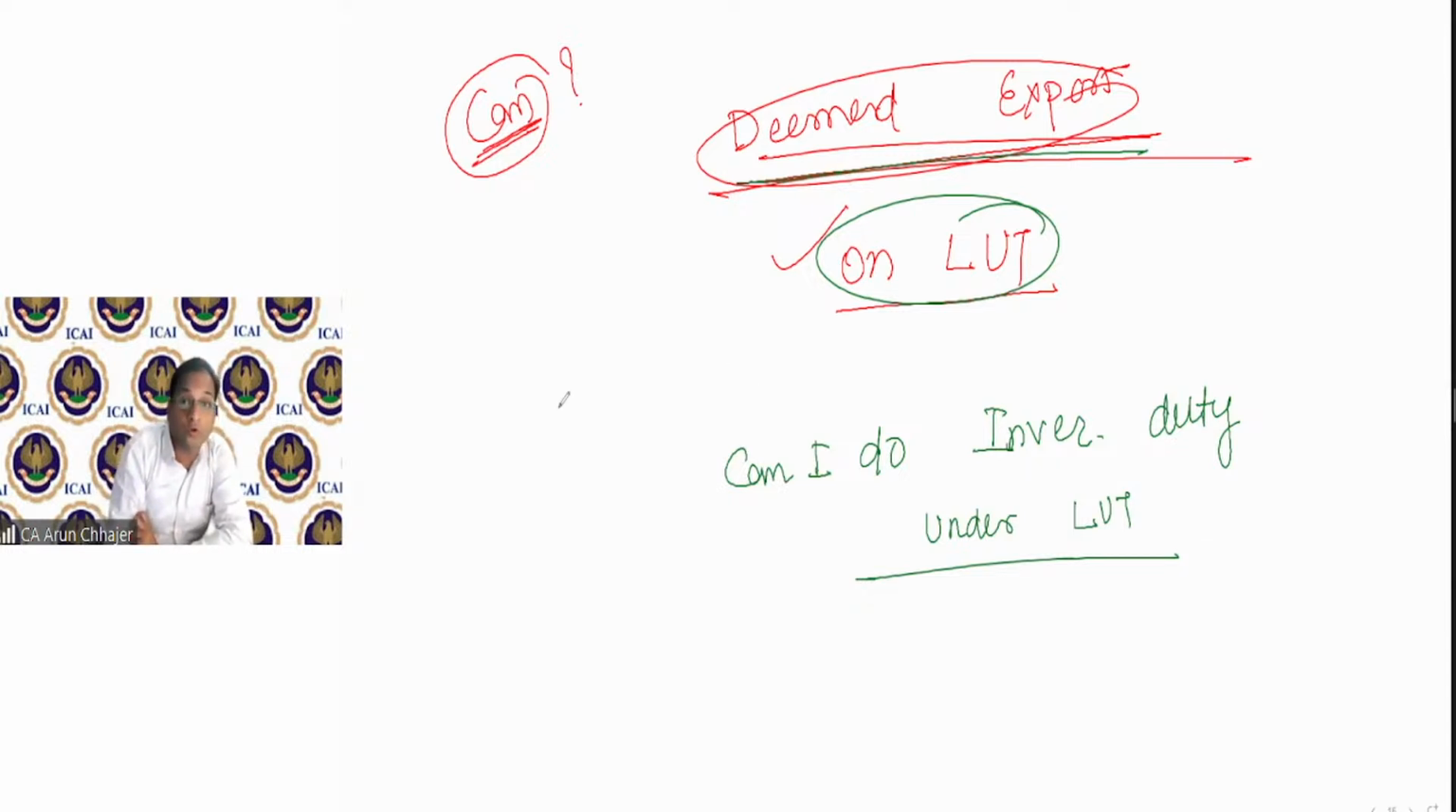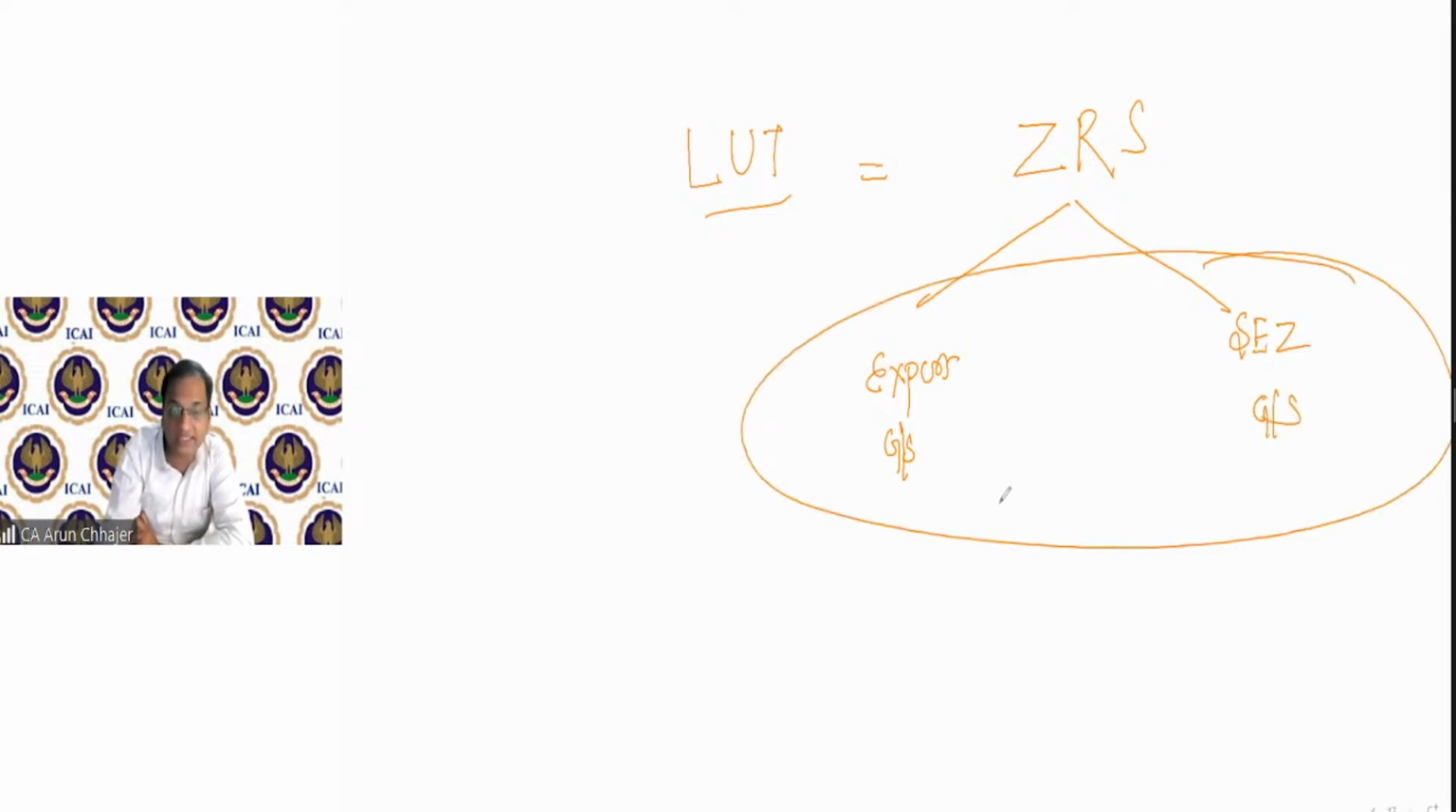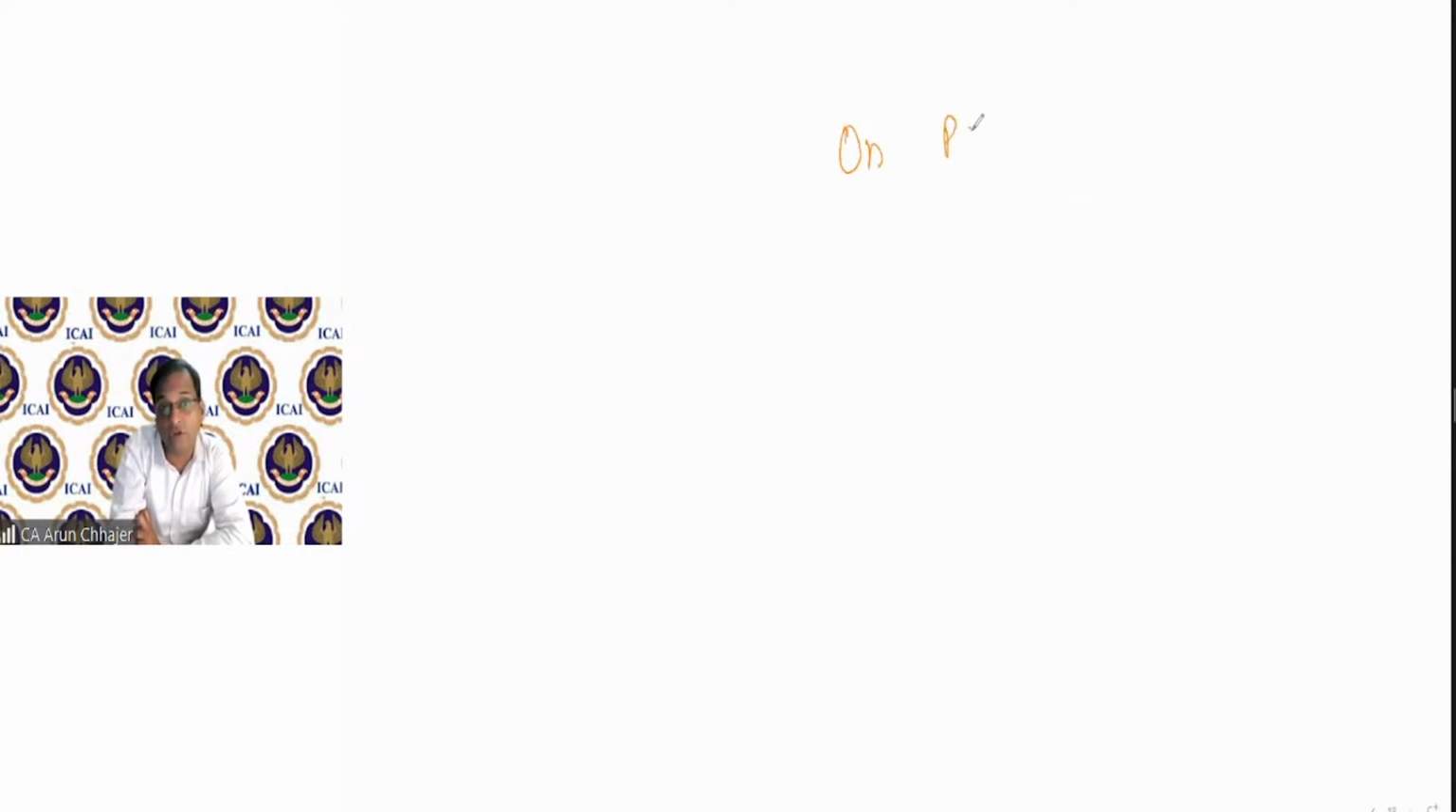Answer is no. The LUT route is available only for zero rated supply. And Kirti, what is the zero rated supply? I can say the export, it can be goods or services, and supply to the SEZ unit, it can be goods or services. Only these 4 transactions can be under LUT or can be under IGST, on payment of IGST. But rest all transactions will be always on payment of GST. There is no supply which you can make without payment of GST.